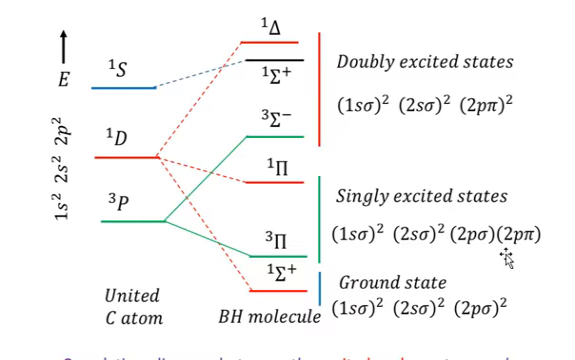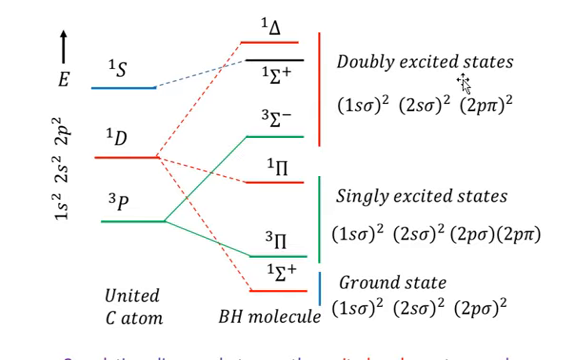So this is the singly excited state. And if you compute the molecular states corresponding to it, based on the last two orbital states, it will give you two molecular states, 3 pi and 1 pi, with 3 pi being lower in energy as compared with 1 pi.